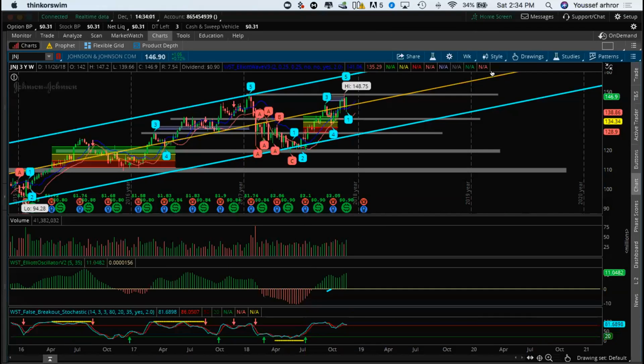So now we're going to open the floor. I've gone through some examples that I've put together. So does anybody want me to look at a particular stock?